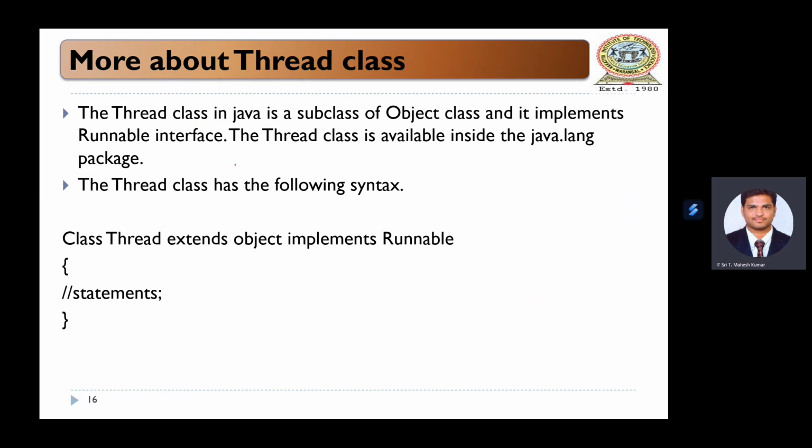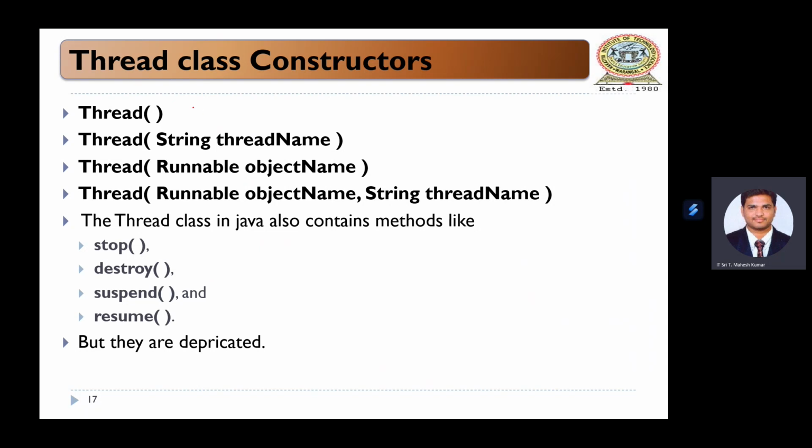Next, we'll see some more things in the thread topic. The Thread class in Java is a subclass of the Object class, and it implements the Runnable interface. The Thread class is available inside what package? The java.lang package. This is the syntax: class Thread extends Object implements Runnable. And this is the way we create the thread. And these are the constructors: Thread, Thread with one parameter, Thread with Runnable interface, and Thread with both Runnable as well as String.